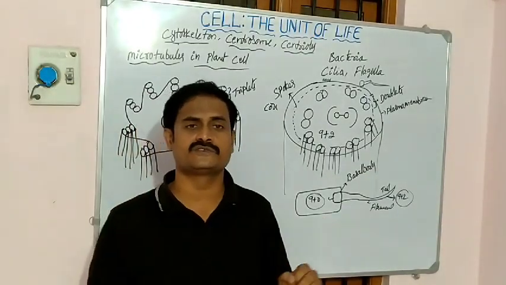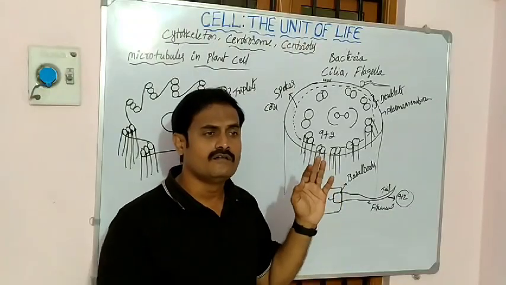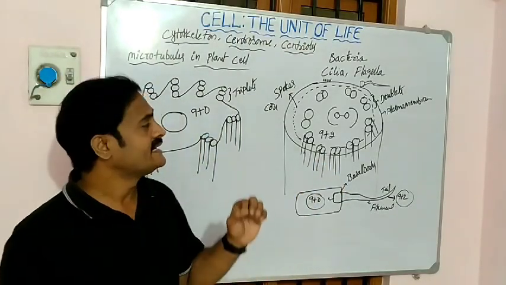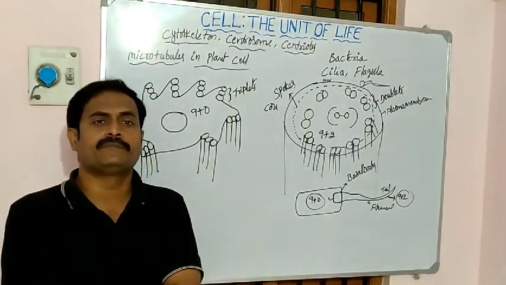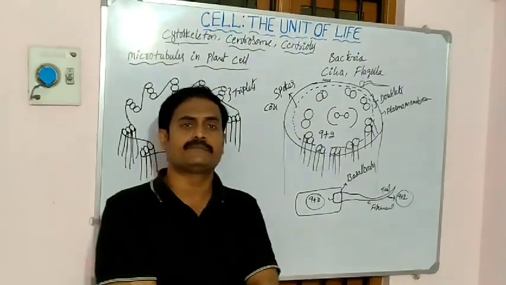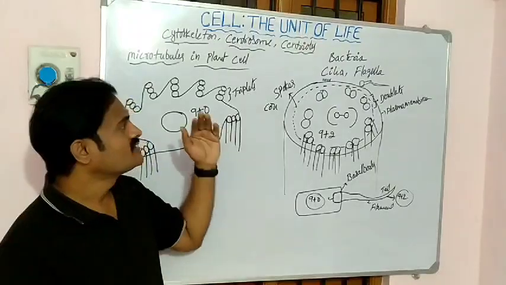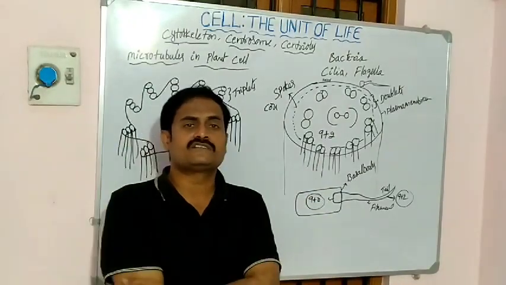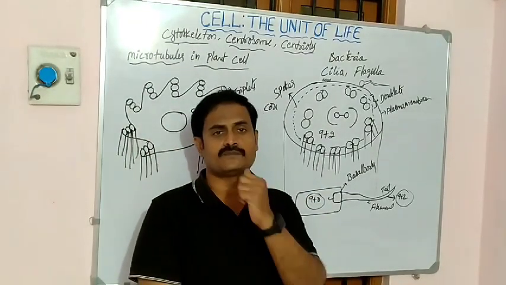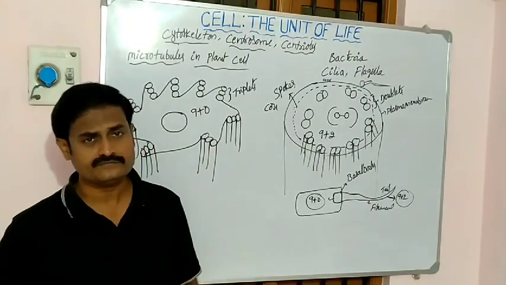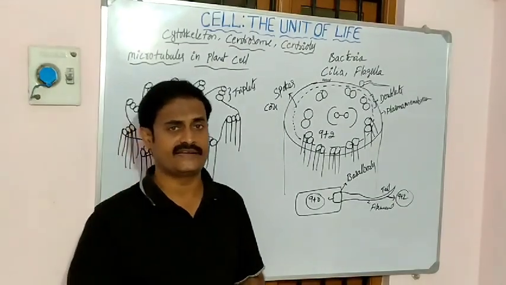Especially microtubules are made up of tubulin protein. Intermediate filaments are made up of keratin. And also the final one, microfilaments, are made up of 2 types of proteins. What are they? Myosin and actin.